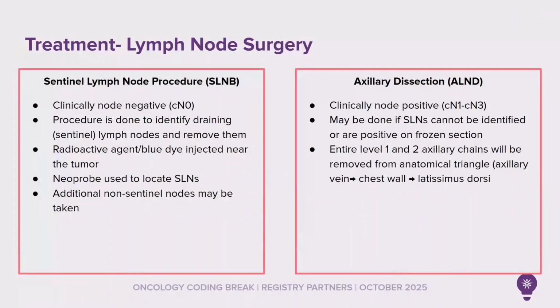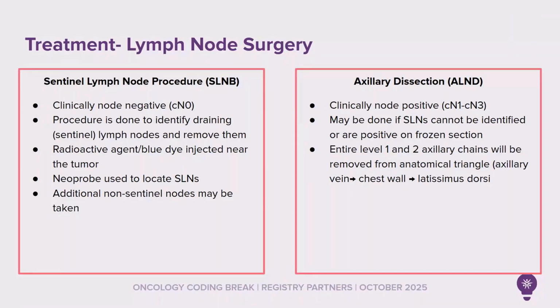For lymph node surgery, we have a sentinel lymph node biopsy or an axillary dissection. The sentinel lymph node biopsy is typically done for patients that are clinically negative for lymph nodes, and the procedure is done to identify any of the draining or sentinel lymph nodes and remove them. If a sentinel lymph node biopsy is done, the patient will have had lymphatic imaging or mapping, usually done on the day of surgery. And you may also see on the operative report that the neoprobe was used to locate the sentinel lymph nodes. If extra nodes or incidental non-sentinel nodes are present in pathology, we will not use the axillary node dissection. We only code the intent of the surgery, which was the sentinel lymph node biopsy.